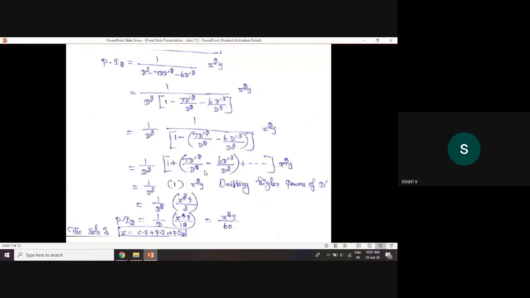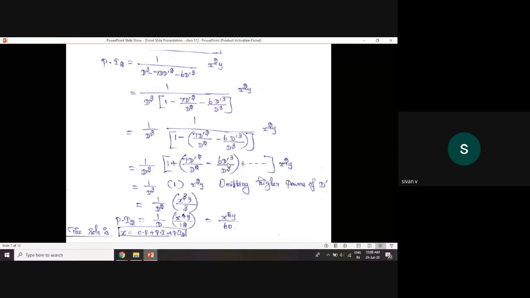Expansion of 1 plus x inverse: 1 minus x plus x square minus x cube. Alternate terms plus and minus coming. Therefore 1 plus 7 D dash square by D square minus 6 D dash cube by D cube; no term is missed here, plus dot dot of x square y. Now we have to operate this: 1 of x square y plus 7 D dash square by D square of x square y minus 6 D dash cube by D cube of x square y.